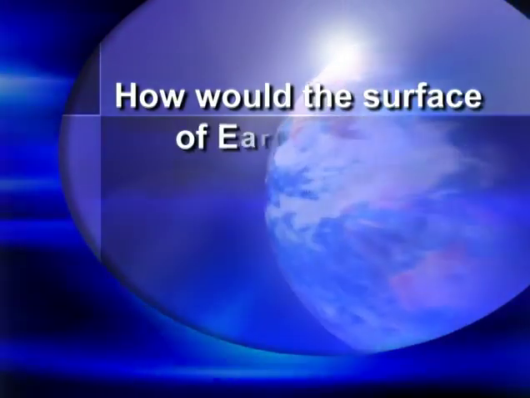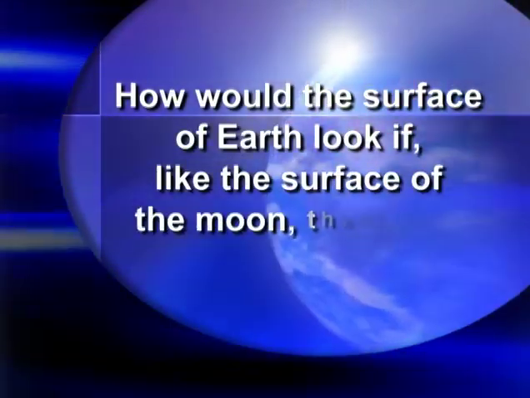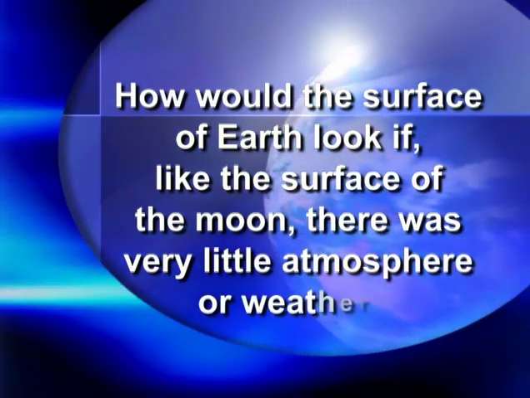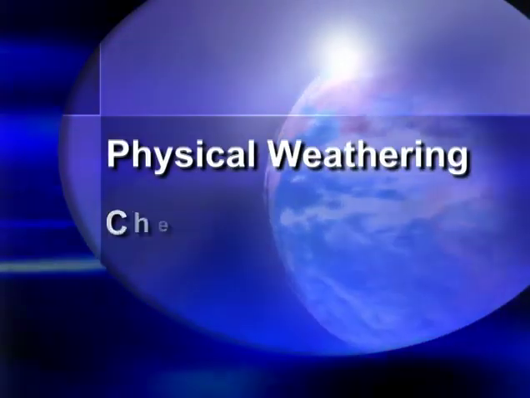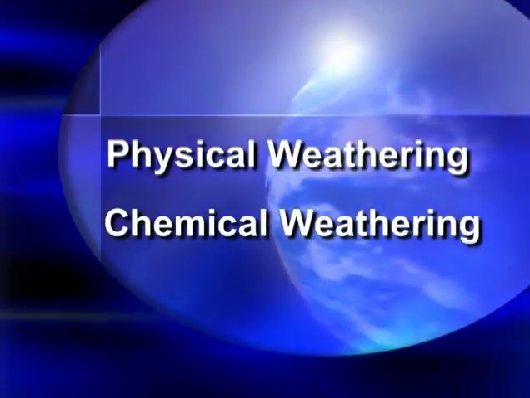How would the surface of the Earth look if, like the surface of the Moon, there was very little atmosphere or weather? There are 2 types of weathering, physical weathering and chemical weathering.